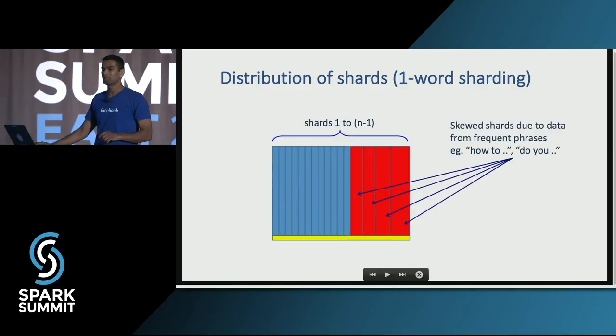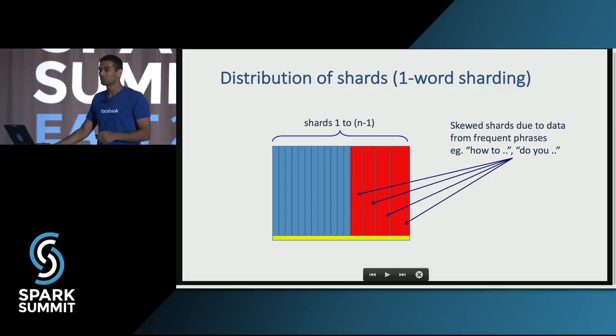When we processed the data, some of the shards, as I mentioned, had data skew. And this can happen because some of the phrases that commonly occur in English can have lots of sentences matching to them. For example, in English, we can find so many sentences like, how do you do XYZ, or how do you do foo? So that particular shard can have a lot of skew.